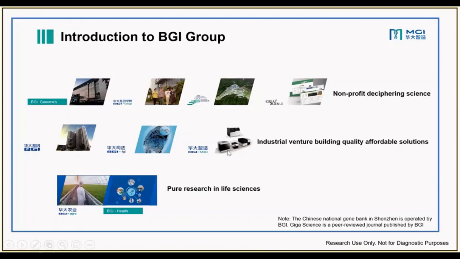In the second group of companies, which are involved in industrial activity and providing solutions, there is MGI, which is manufacturing all sequencing instruments and reagents and kits. Then we have FGI, which is the forensic group providing forensic services. And then in the pure research in life sciences, we have BGI Health and an agriculture business.